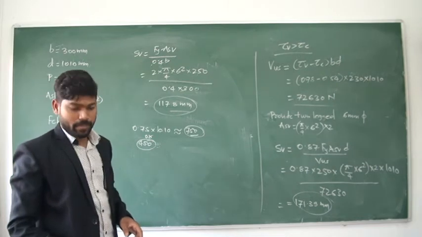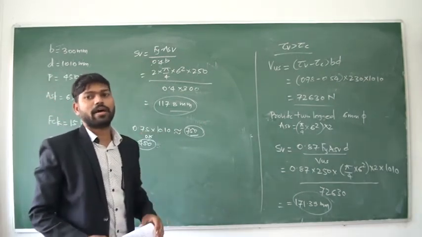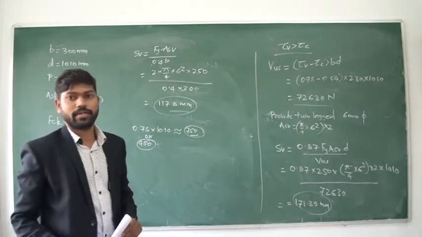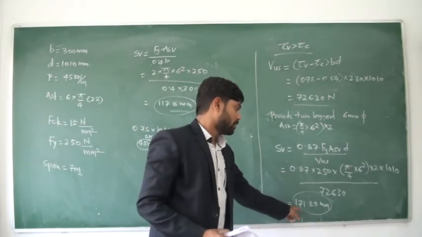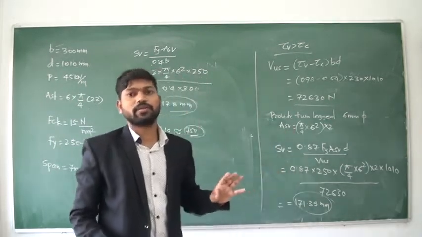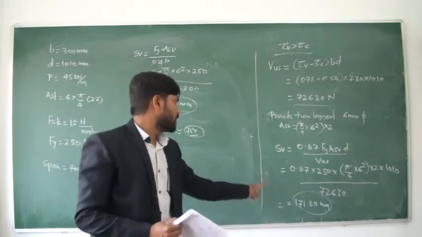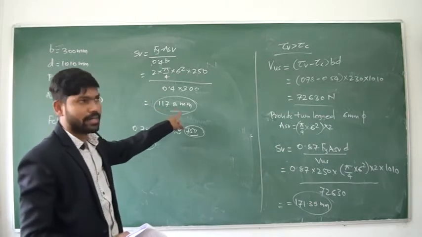Means the minimum value that you get in this calculation, that value you have to provide as the design shear reinforcement spacing. If you calculate 171.39 and directly provide it, your answer is incorrect. You have to compare with the minimum shear reinforcement criteria. From the minimum shear reinforcement criteria it is 117.8.